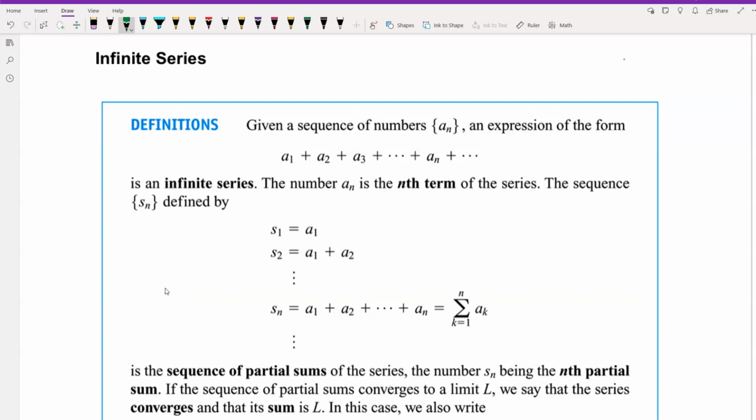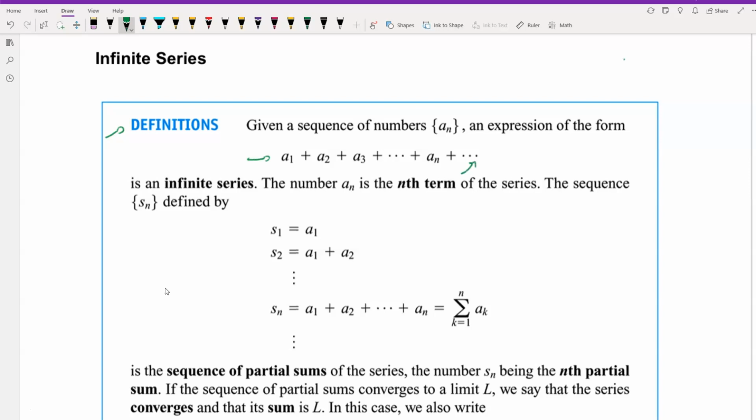In this section we have infinite series. The first part, definitions. Here on this part we have sequence. Given a sequence of numbers a sub n, an expression of the form a sub 1 plus a sub 2 plus a sub 3 plus dots plus a sub n plus dots is an infinite series.